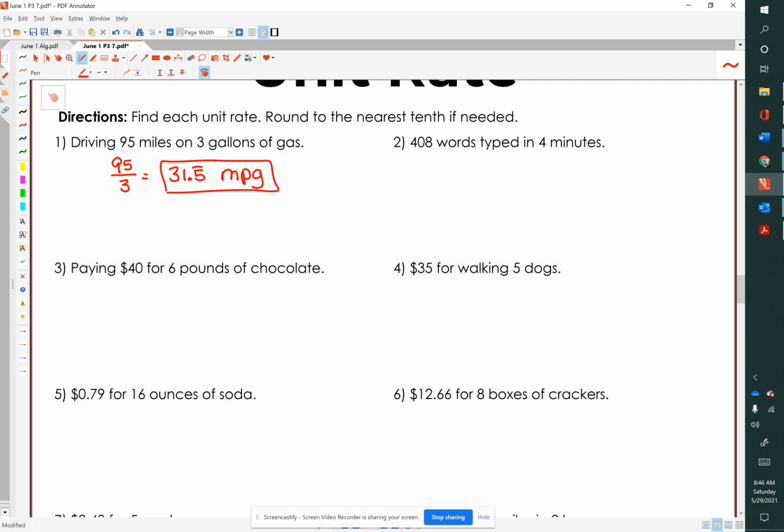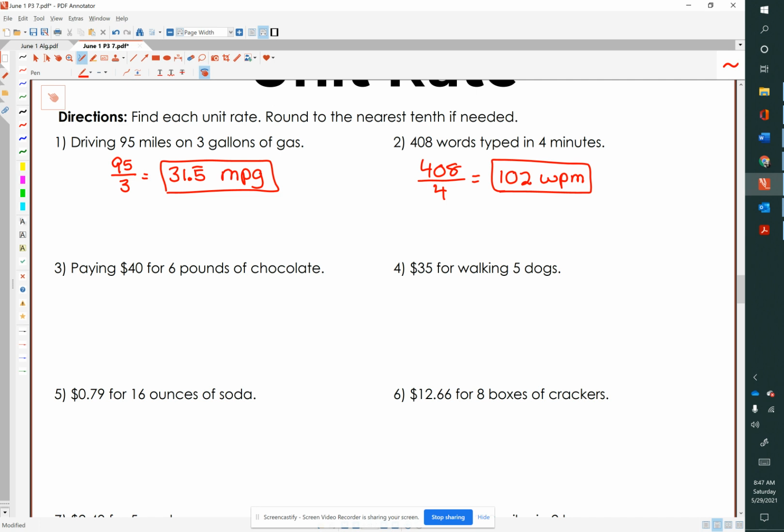408 words typed in 4 minutes. We would take 408 divided by the 4 minutes, which would give us 102 words per minute. And this is faster than the typist on our last page. I have a sister who can type very, very fast like that.